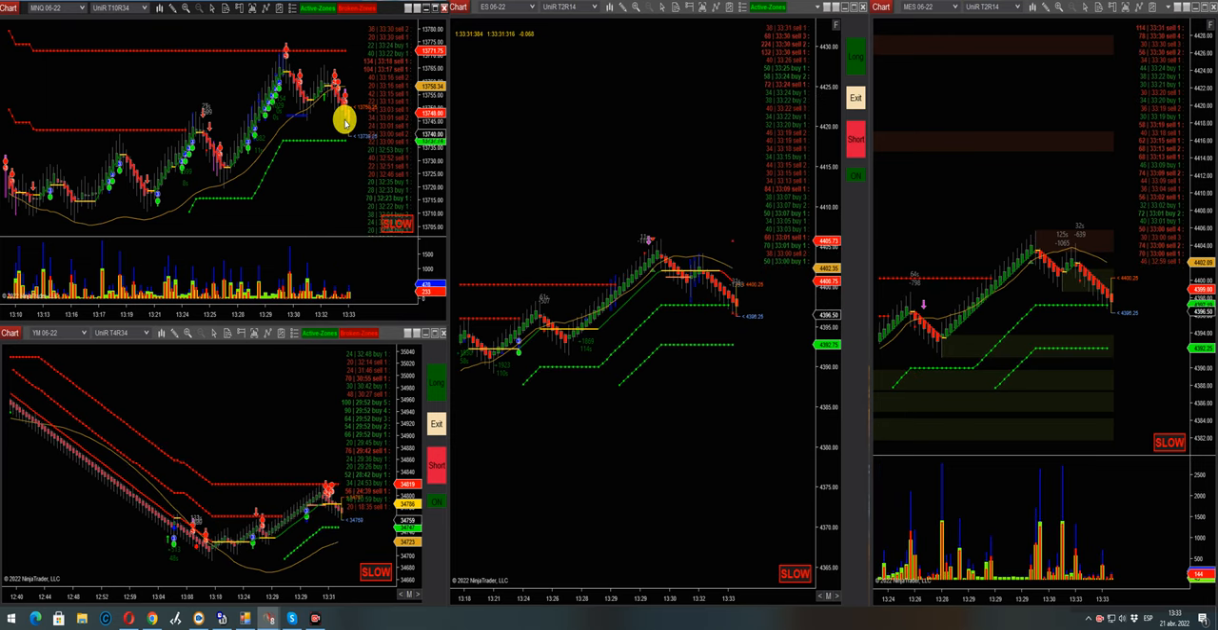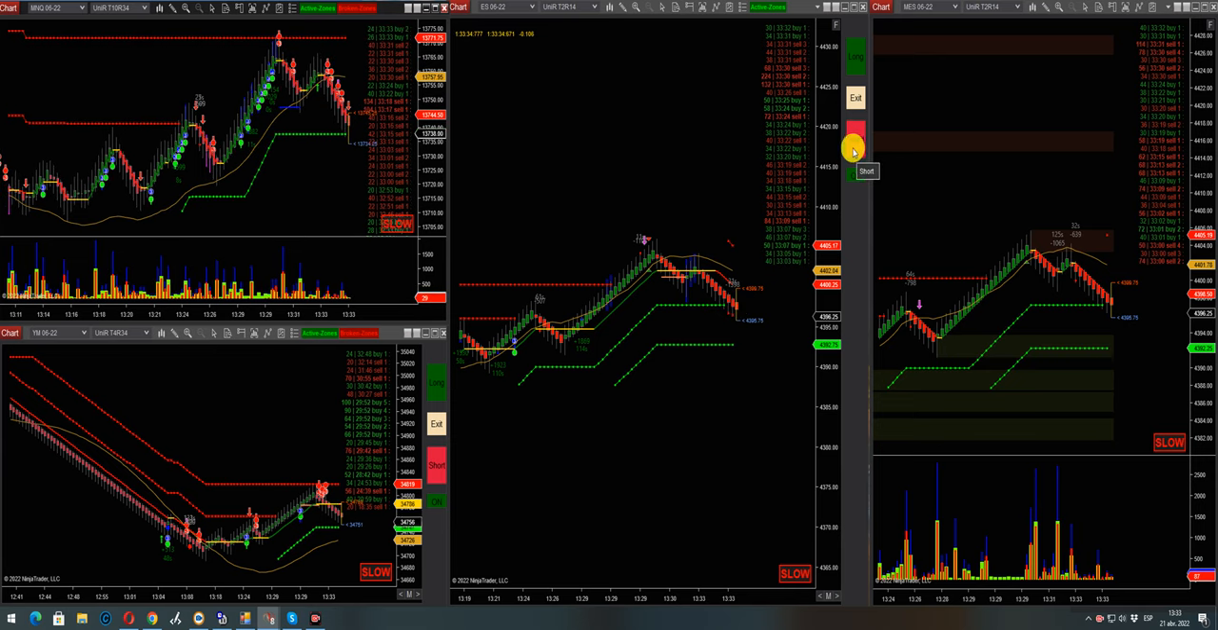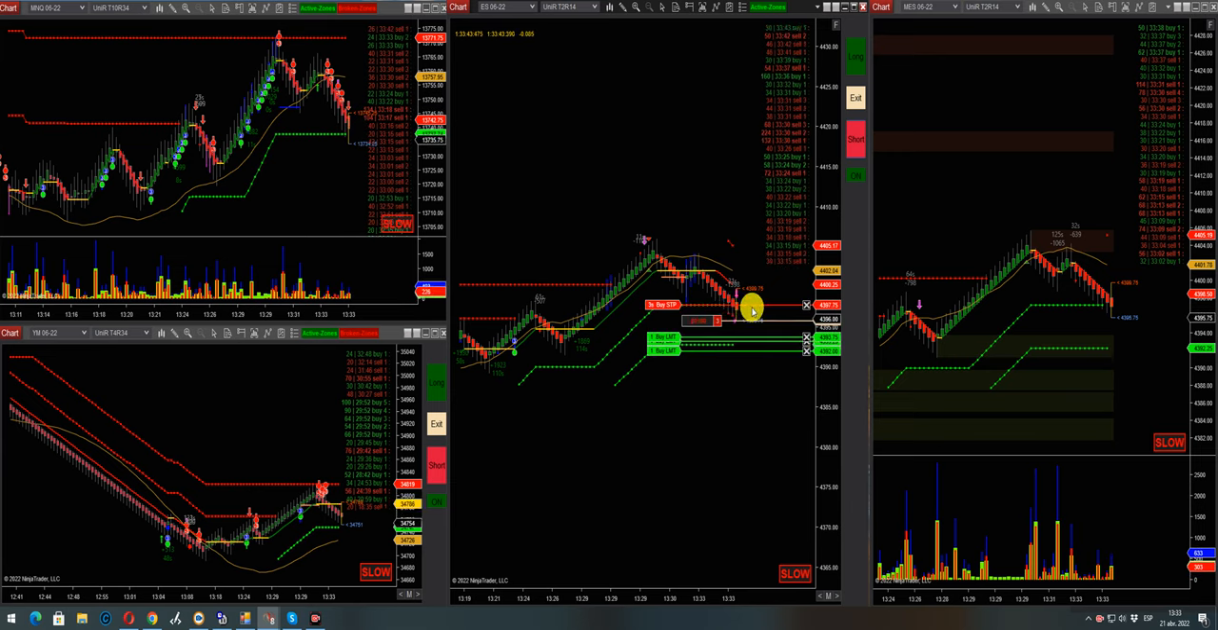Okay, Nasdaq reversing here. Short signal in Q. Balance pattern to the downside. Nasdaq breaking here. Order submitted. I'm gonna place a limit order short. Order filled.